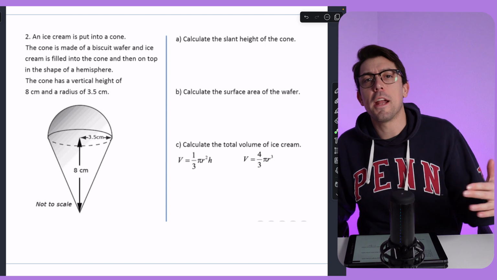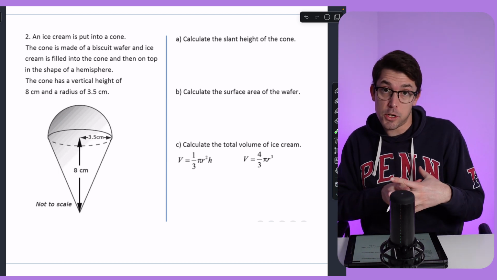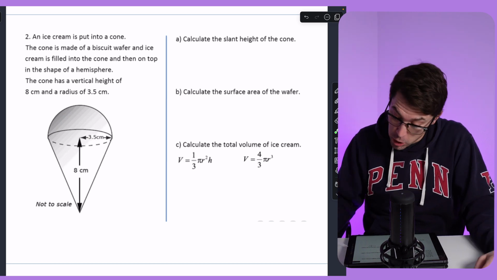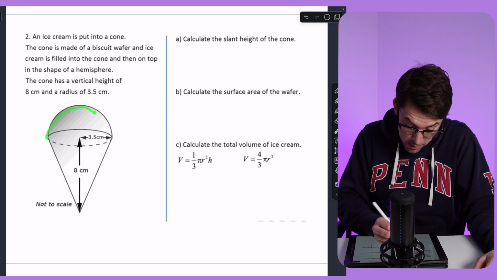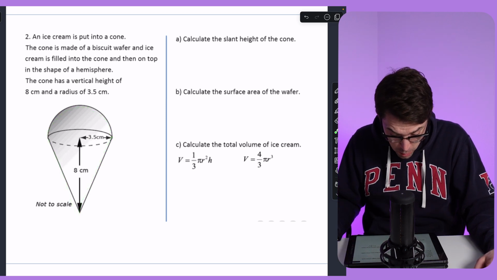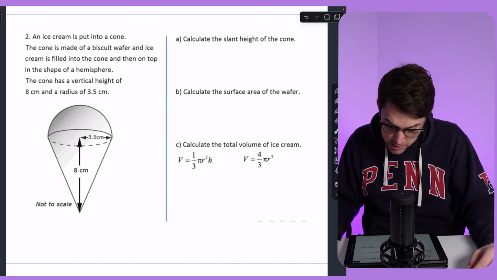Okay? All right, now let's take a look at another type of problem where we're going to be using two shapes in combination with each other. In this case, we have the classic ice cream that's put into a cone. So you have half of a sphere, also a hemisphere, and then a cone. Now, the cone has a vertical height of 8 centimeters and a radius of 3.5. So let's figure out what the slant height is.